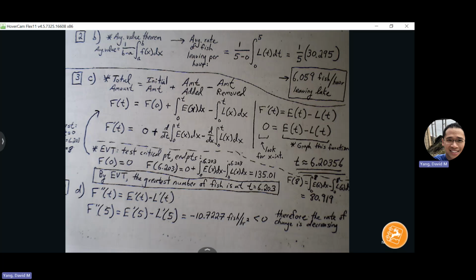Okay, so between 0, 6.2, and 8, the largest number is going to be 135. So we can say the greatest number of fish is 135 at t equals 6.2.